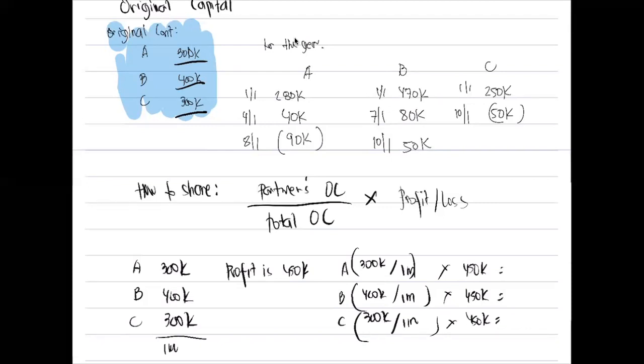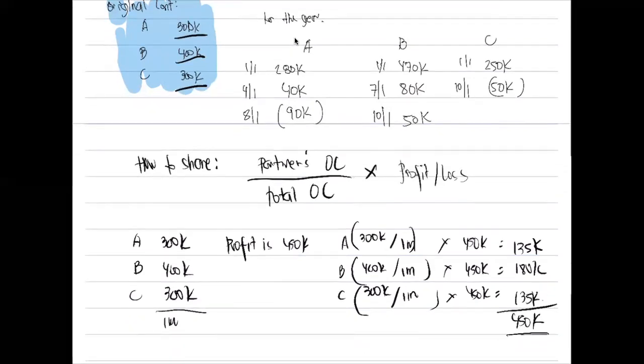Okay? So 300,000 over 1 million times 450,000, we have 135,000. For B, 400,000 over 1 million times 450,000, we have 180,000. This one is still 135,000. So total of 450,000. That's for our original capital. So we're done with 3 items: weighted average, simple, and original.